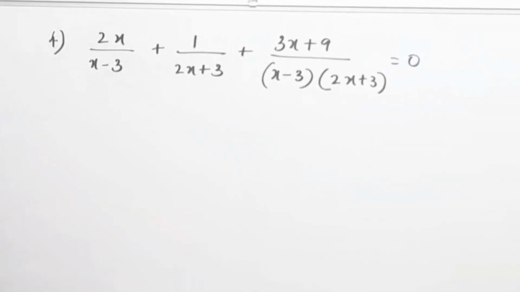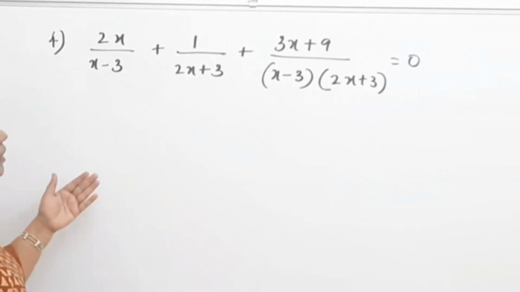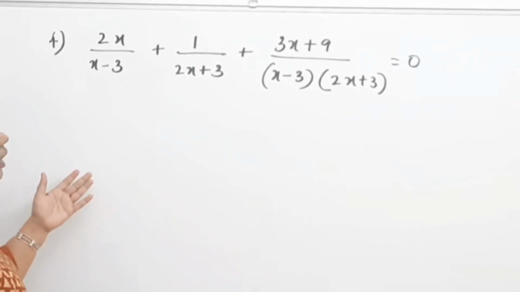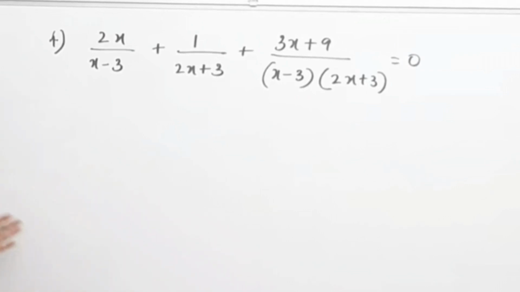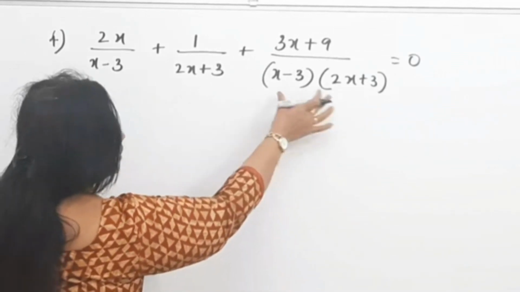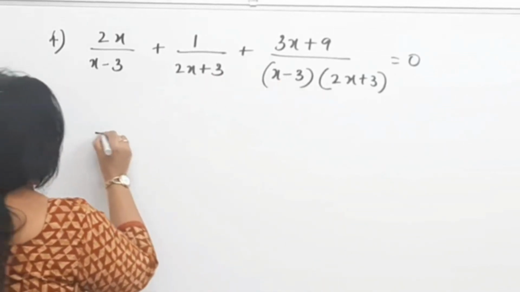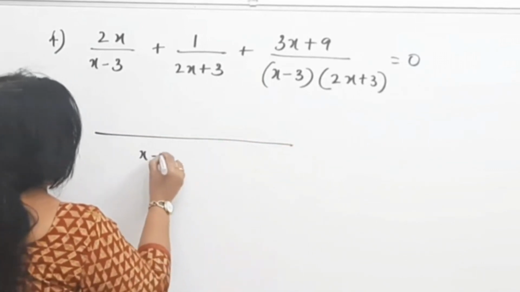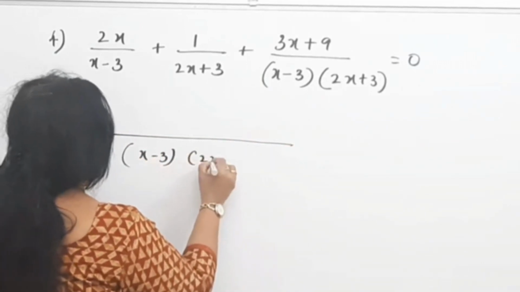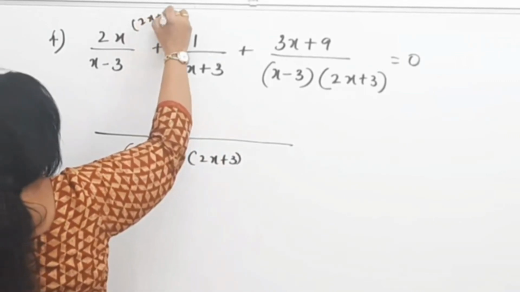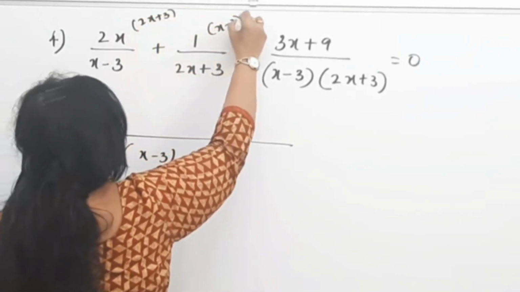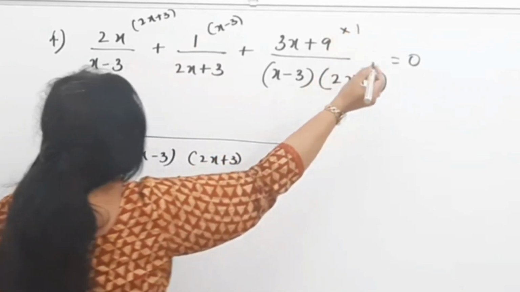And now we see this question, 2x by x minus 3 plus 2x plus 1 by 2x plus 3 plus 3x plus 9 divided by x minus 3 into 2x plus 3 equal to 0. We have to solve this equation and we understood the LCM is nothing but this one. So I have my LCM x minus 3 into 2x plus 3. So I would multiply this by 2x plus 3 and this by x minus 3, and this by 1.